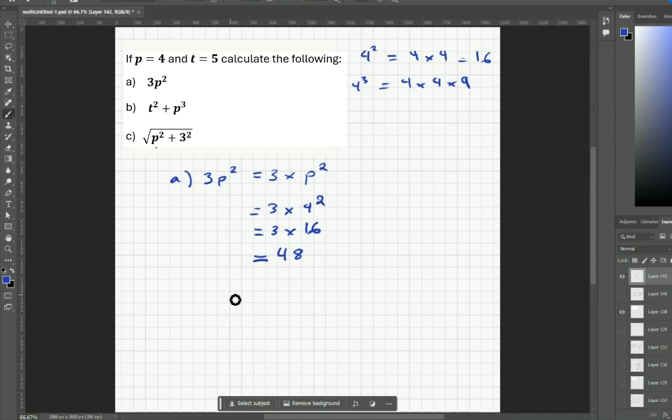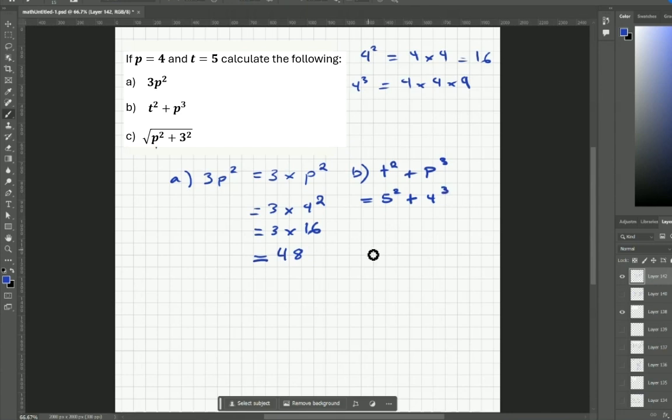Alright, let's look at B. In B, we are asked to do t squared plus p cubed. Cubed is to the power of 3. So let's put in our numbers. t is equal to 5, so this is equal to 5 squared plus 4 cubed.